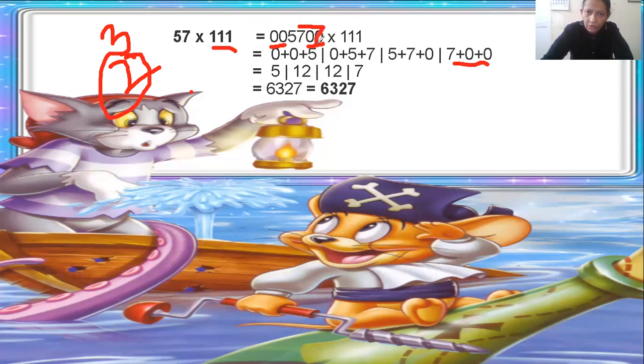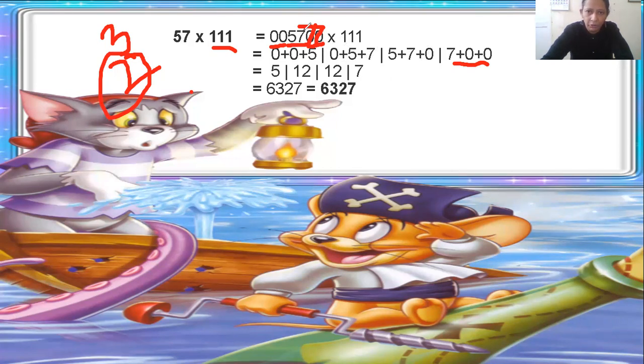So you ignore this 0. What are the next 3 numbers? You look here, 5, 7 and 0 are the next 3 numbers. So put a slash and write down 5 plus 7 plus 0. Now put a slash again. Now you have to ignore this 0 also. Now you take the next three terms. What are the next three terms? This 0, 5 and 7. So you put a slash and write down here 0, 5 and 7.